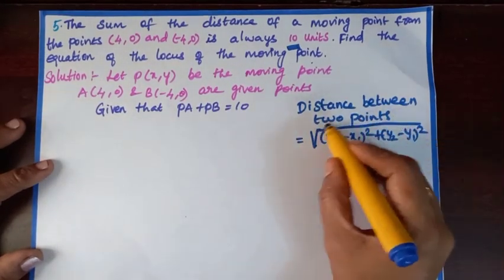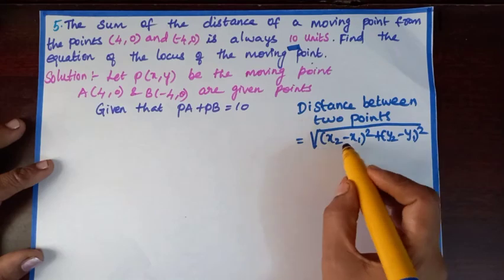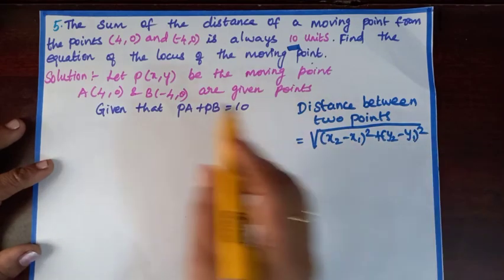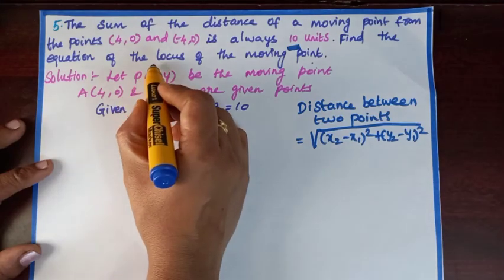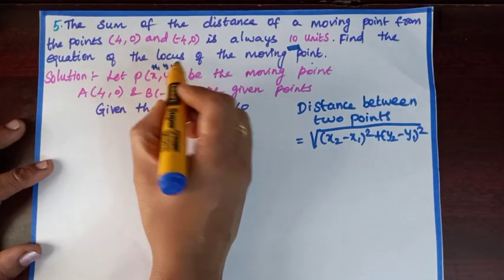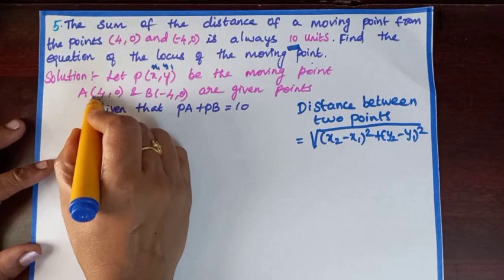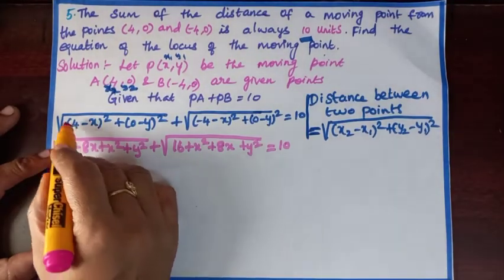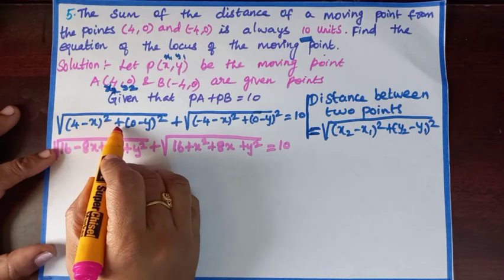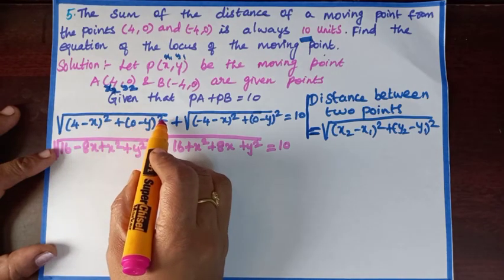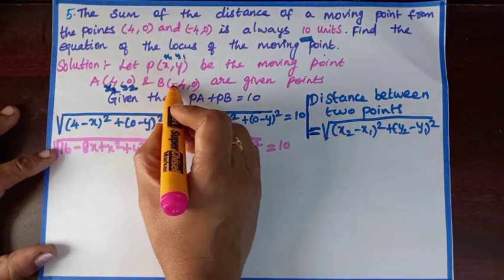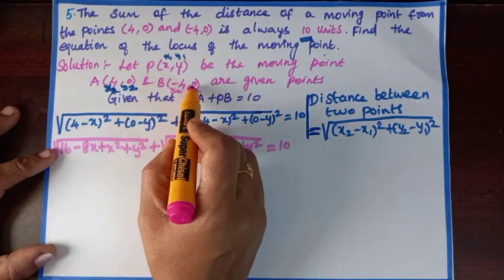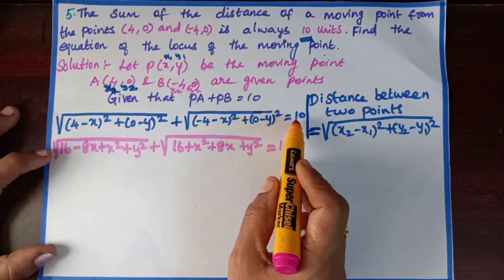Here we need to use the distance between 2 points formula: root of (x2 minus x1) the whole square plus (y2 minus y1) the whole square. For PA, P (x, y) we assume as (x1, y1) and A is (x2, y2): root of (4 minus x) the whole square plus (0 minus y) the whole square. For PB, assume B as (x2, y2): plus root of (minus 4 minus x) the whole square plus (0 minus y) the whole square equal to 10.